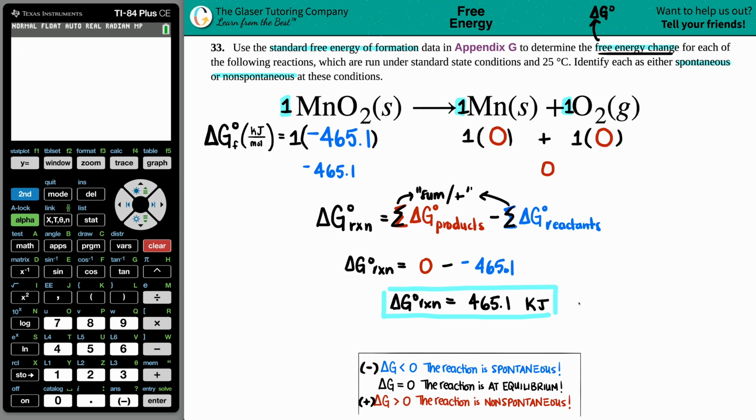Is this spontaneous or non-spontaneous? Well, it's a positive value. Any delta G that's greater than 0 is non-spontaneous. So oh boy, am I spelling this right? I forgot the T. Non-spontaneous. It needs a little extra push from a source of external energy to get the ball rolling.